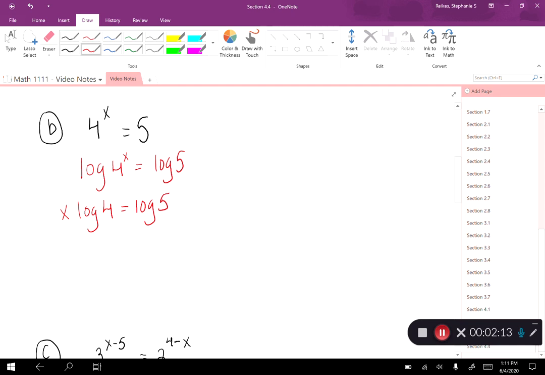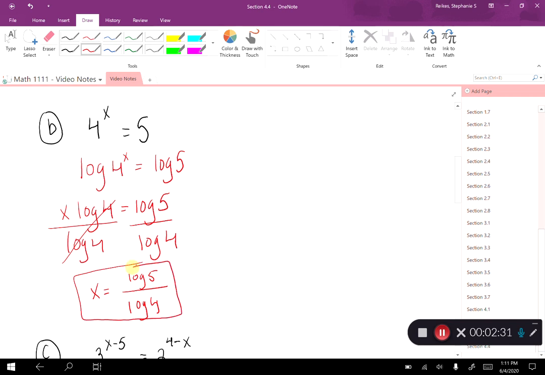x and log 4 are multiplying each other. To move log 4 to the other side, I'm going to divide. And so, final answer, x equals log 5 over log 4. No need to simplify or do anything extra. You can leave your answer like that.